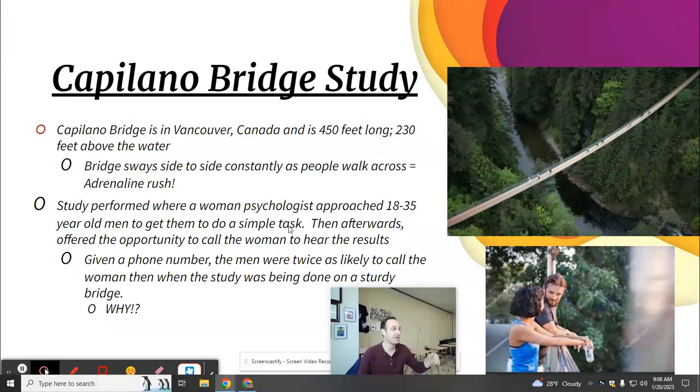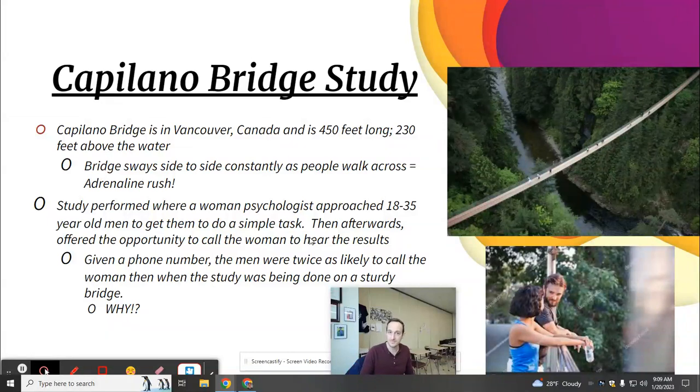middle of the bridge. And then they invited 18 to 35-year-old men, presumably heterosexual men, out to the middle of the bridge. And then after doing some psychology study that was basically a front, there was really no reason for them to be out there other than this interaction with the attractive female, they had a chance to call for their results. They ran this study both on the shaky bridge, and then they ran the same thing on a sturdy bridge. And they found that men were twice as likely to not just call to get the results, but also potentially ask her out on a date when they were on the shaky bridge than they were on the sturdy bridge.